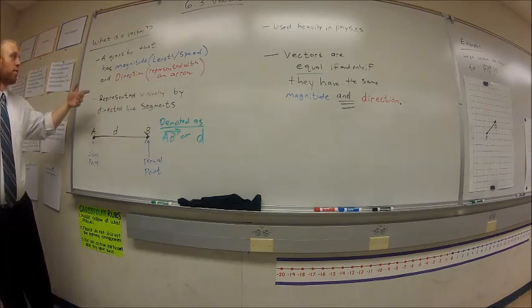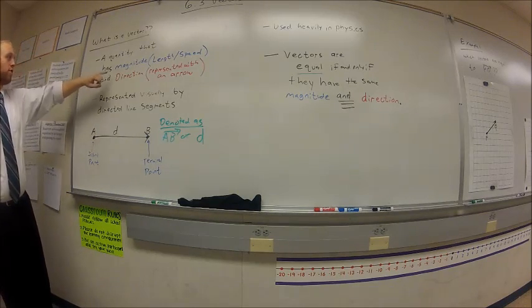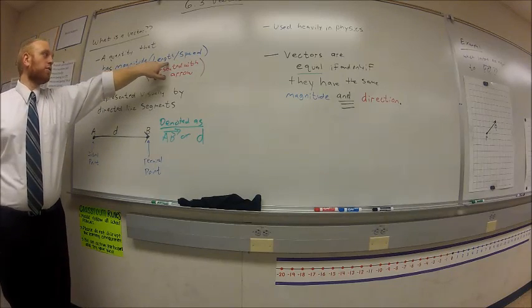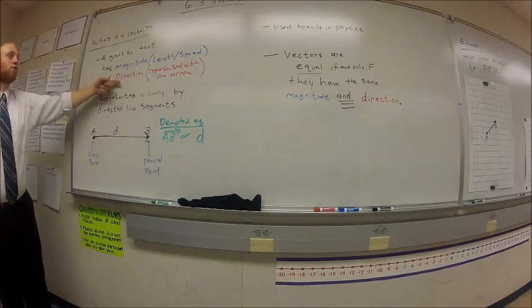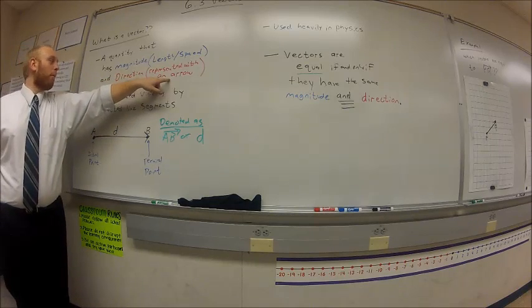A vector is a quantity that's going to have two parts to it. It's going to have magnitude, which for us is mostly going to be length, but then when you use this in application, it's going to be speed. And it's also going to have direction, which we're going to show through an arrow.